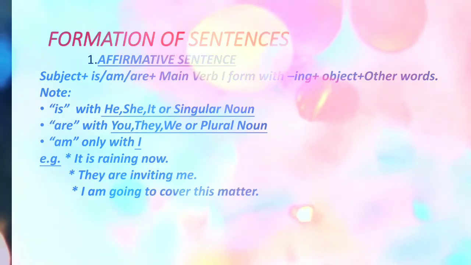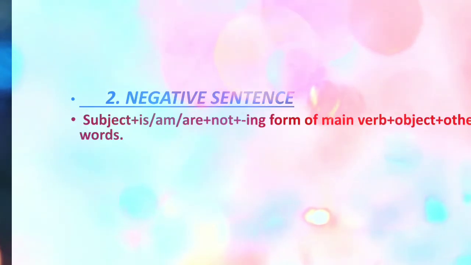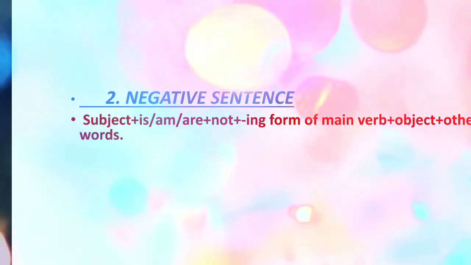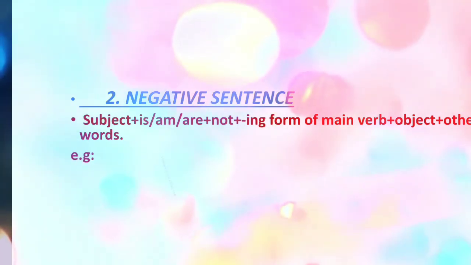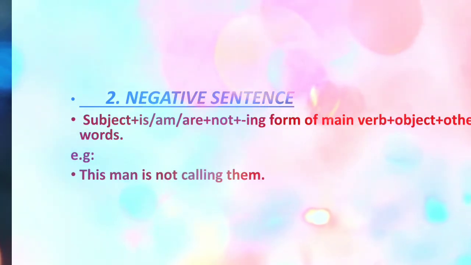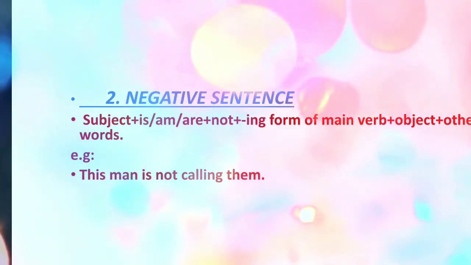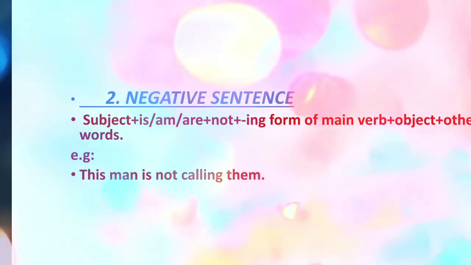Let's move on to the second sentence, that is the negative sentence. The negative sentence has the same structure, but here not is used after the helping verb. As you can see, the structure is subject, is, am, are helping verb, then not, and the ing form of the main verb, object and other words. So the structure is the same, but you have to use not. Example: this man is not calling them. You can see here is used with not, before the ing form of the verb calling.